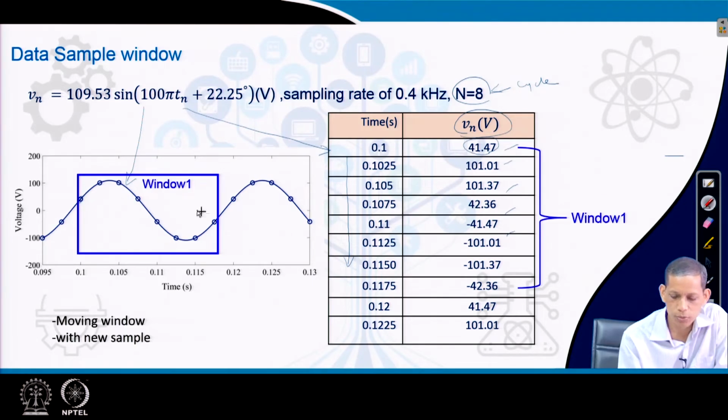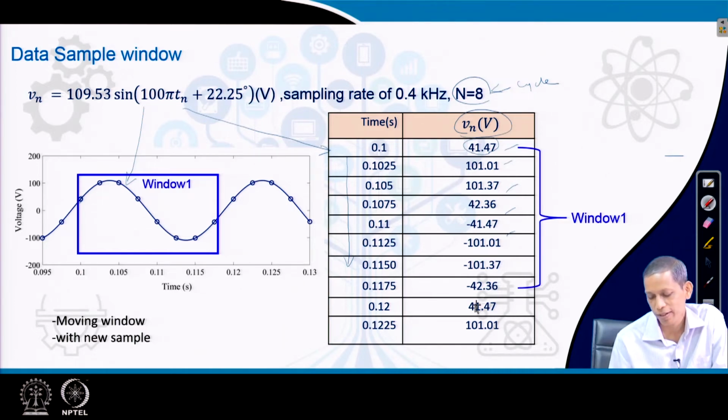So, the corresponding one cycle of data here is 41.47 to minus 42.37, the sample value. Note that the next sample again comes out to be 41.47. So, we see here one set of data, which is nothing but the corresponding n equals 8 in this case. This set of data is now to be processed by the one cycle DFT for computation of the phasors.